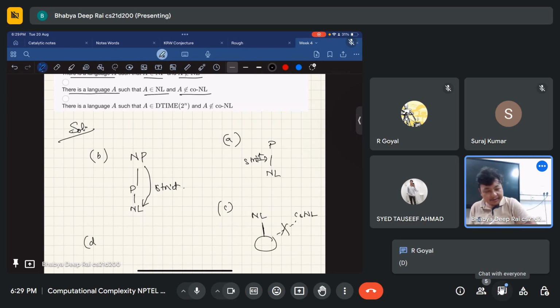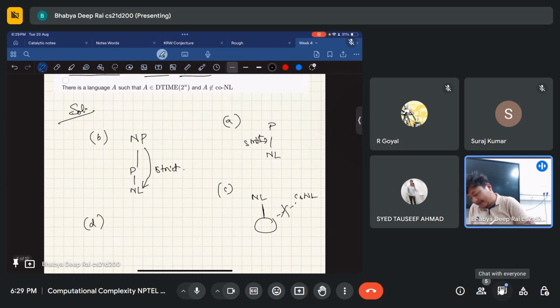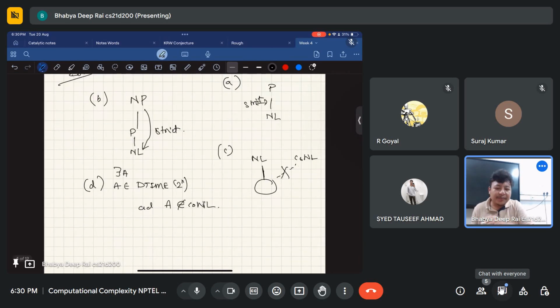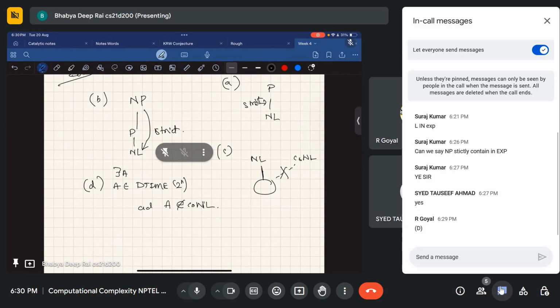And our goal is D. Let's see D. There exists a language A such that A is in DTIME 2 to the n, and A is not in co-NL. Yeah, Goel. Why is D the answer?